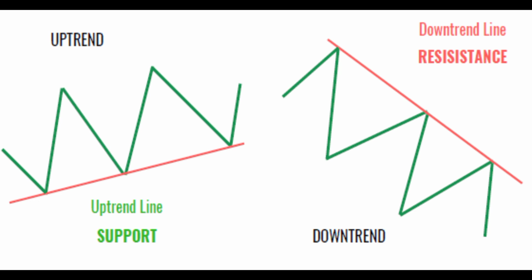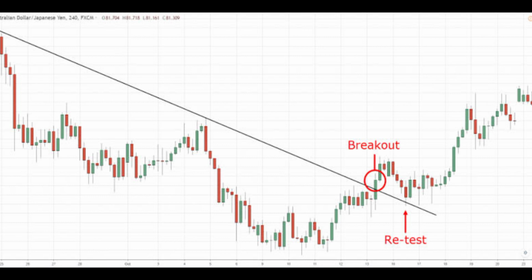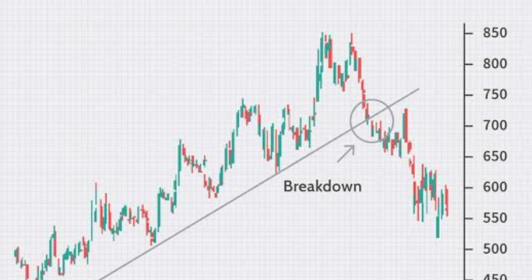3. Trend line breakouts and breakdowns. Breakouts occur when the price moves above a downtrend line, signaling a potential trend reversal or strength in an uptrend. Breakdowns happen when the price moves below an uptrend line, indicating a potential reversal or weakness in a downtrend.